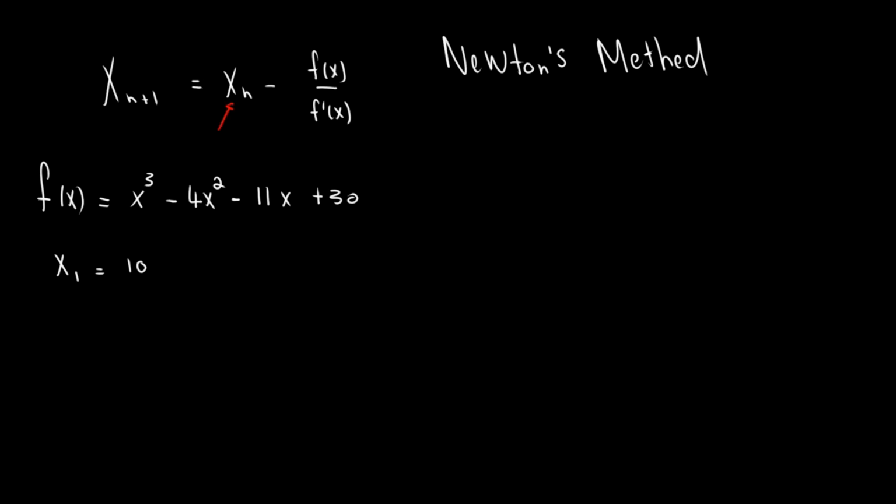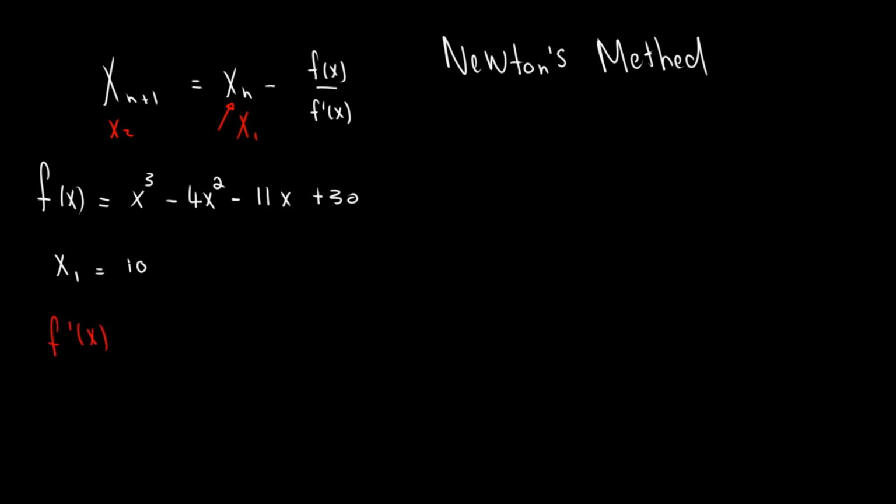Okay, look at this. X sub n just usually means x1. This n represents a 1 then, so it's going to be x1 plus 1. So to find x2, it's going to be x1 minus f of x over f prime of x. Okay, what does this mean? Well, we need to do the following.